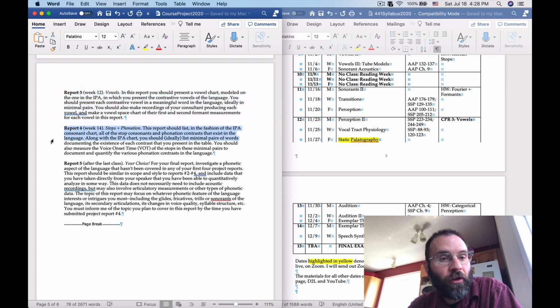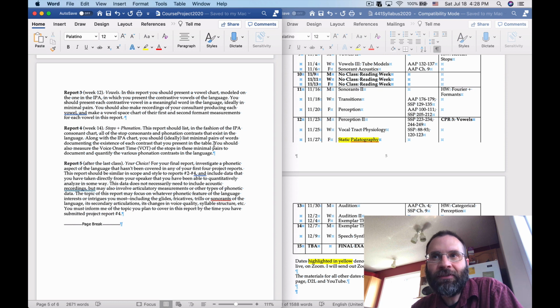So the way it works for report number 4, which is due close to the end of the semester, this is on stops and phonation. In this report, you list, in the fashion of an IPA consonant chart, all of the stop consonants and phonation contrasts that exist in your consultant's language. Along with this IPA chart, you should ideally list minimal pairs of words documenting the existence of each contrast that you present in the table. You should also measure the voice onset time of the stops in these minimal pairs to document and quantify the various phonation contrasts in the language.